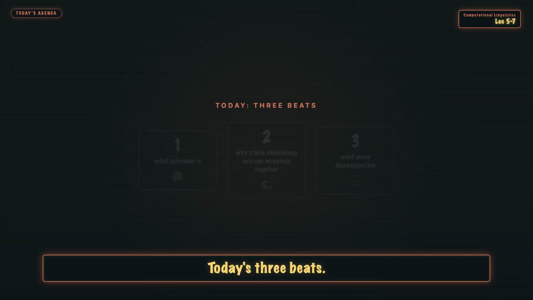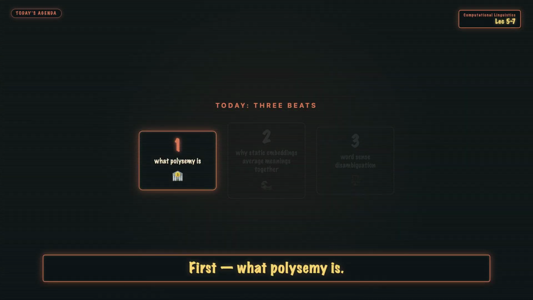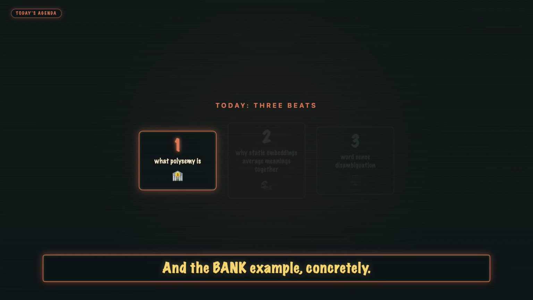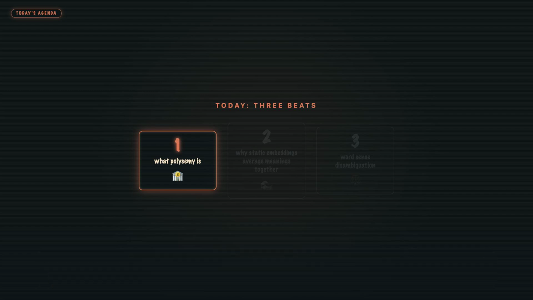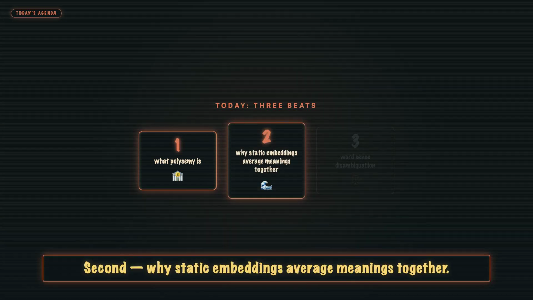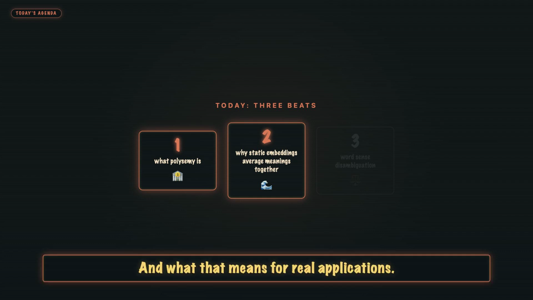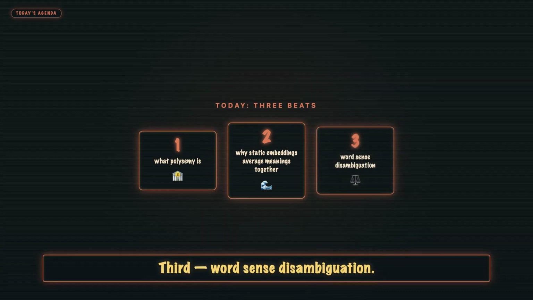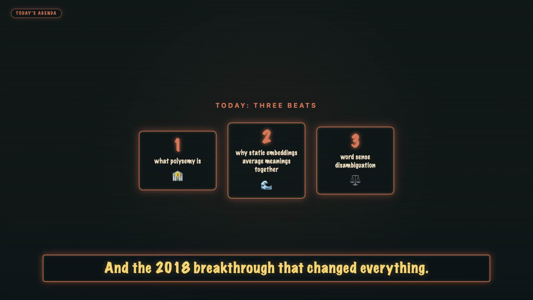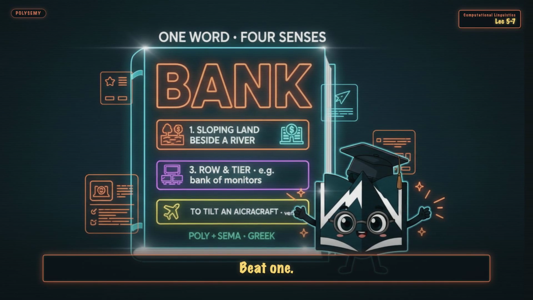Today's 3 beats. First, what polysemy is, and the bank example, concretely. Word senses in your dictionary right now. Second, why static embeddings average meanings together, and what that means for real applications. Third, word sense disambiguation, the old NLP subfield that tried to fix this, why it stalled, and the 2018 breakthrough that changed everything.